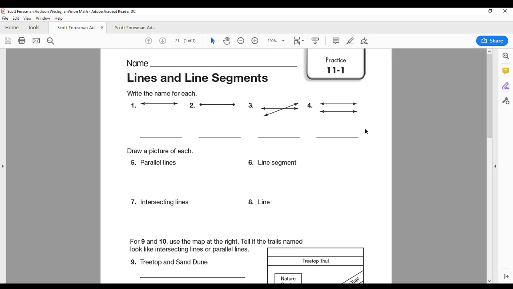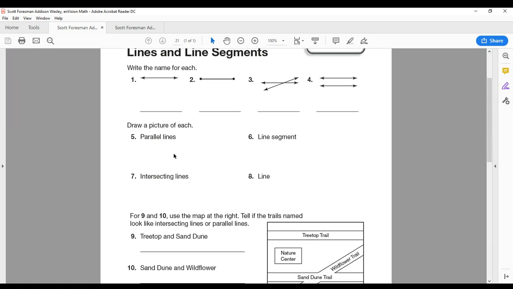So what I'm going to do is click over and let's just go over the directions for practice 11-1, lines and line segments. Write the name for each. So you can go back and look at the reteach as a reference, and you're going to write down what each of these are. Number 5, draw a picture of each. If you have a printer at your house and you print this, you can do it right on here. If not, you can simply get a piece of any type of paper and write number 5 and draw parallel lines. You're going to draw a line segment, intersecting lines, and then you're going to draw a line.